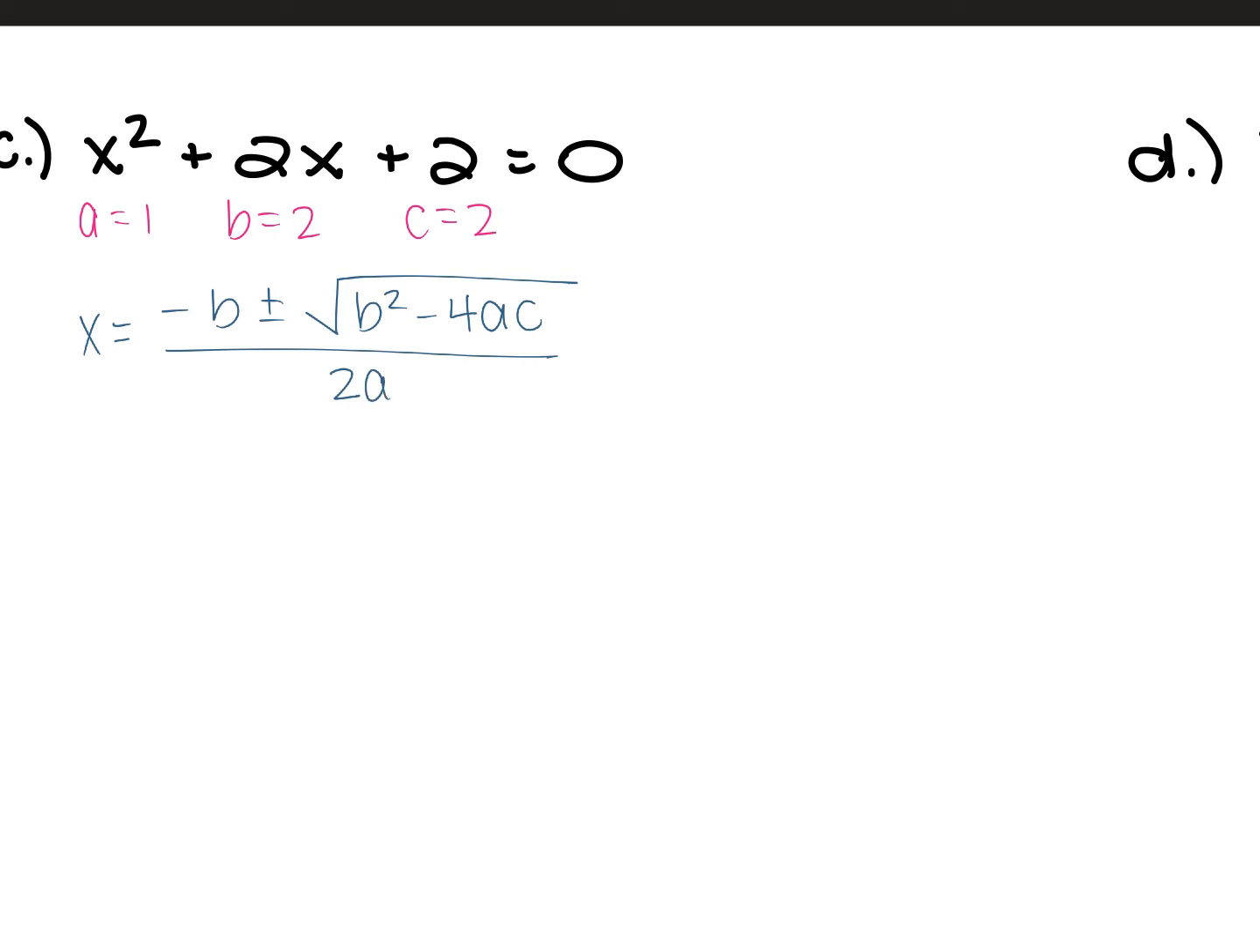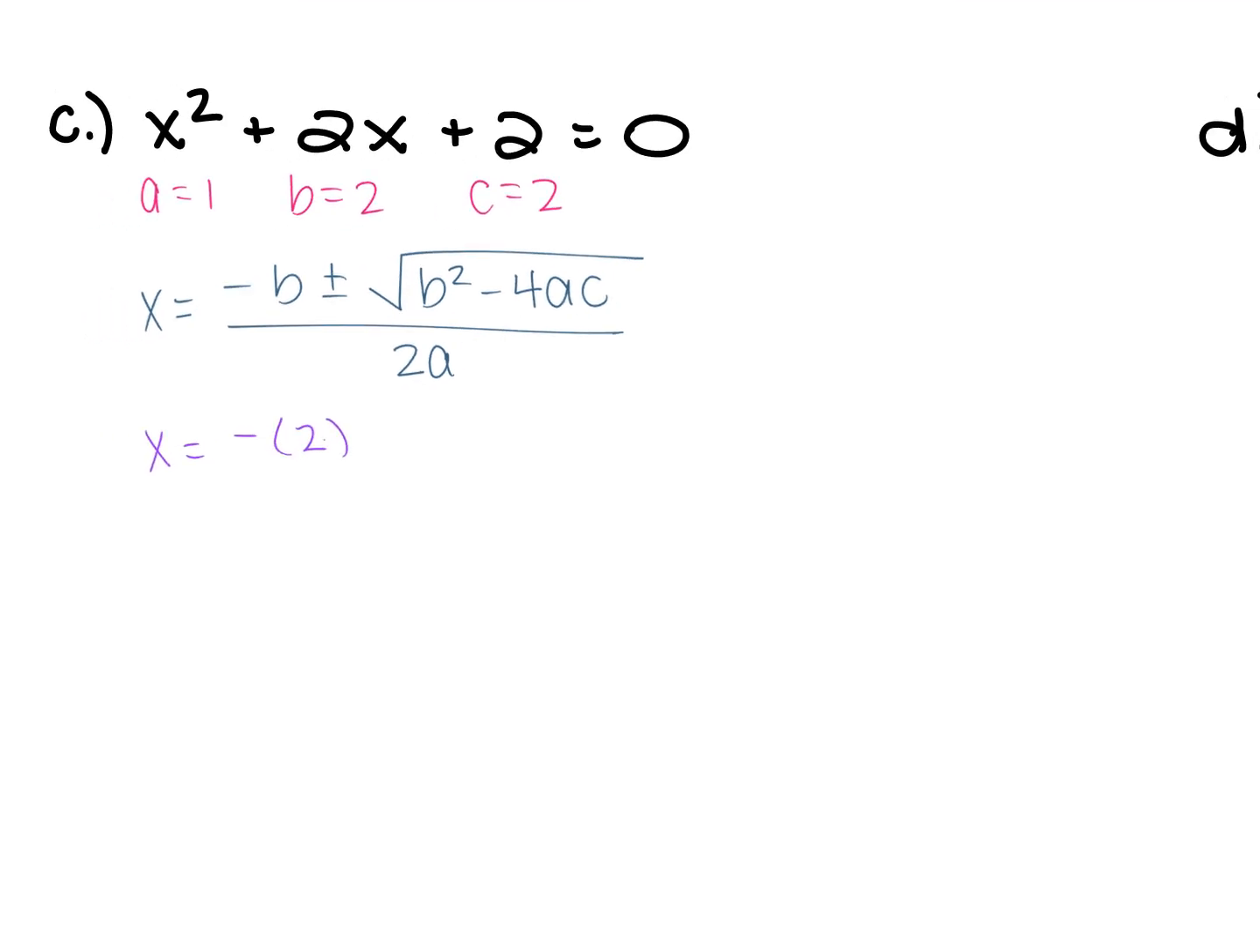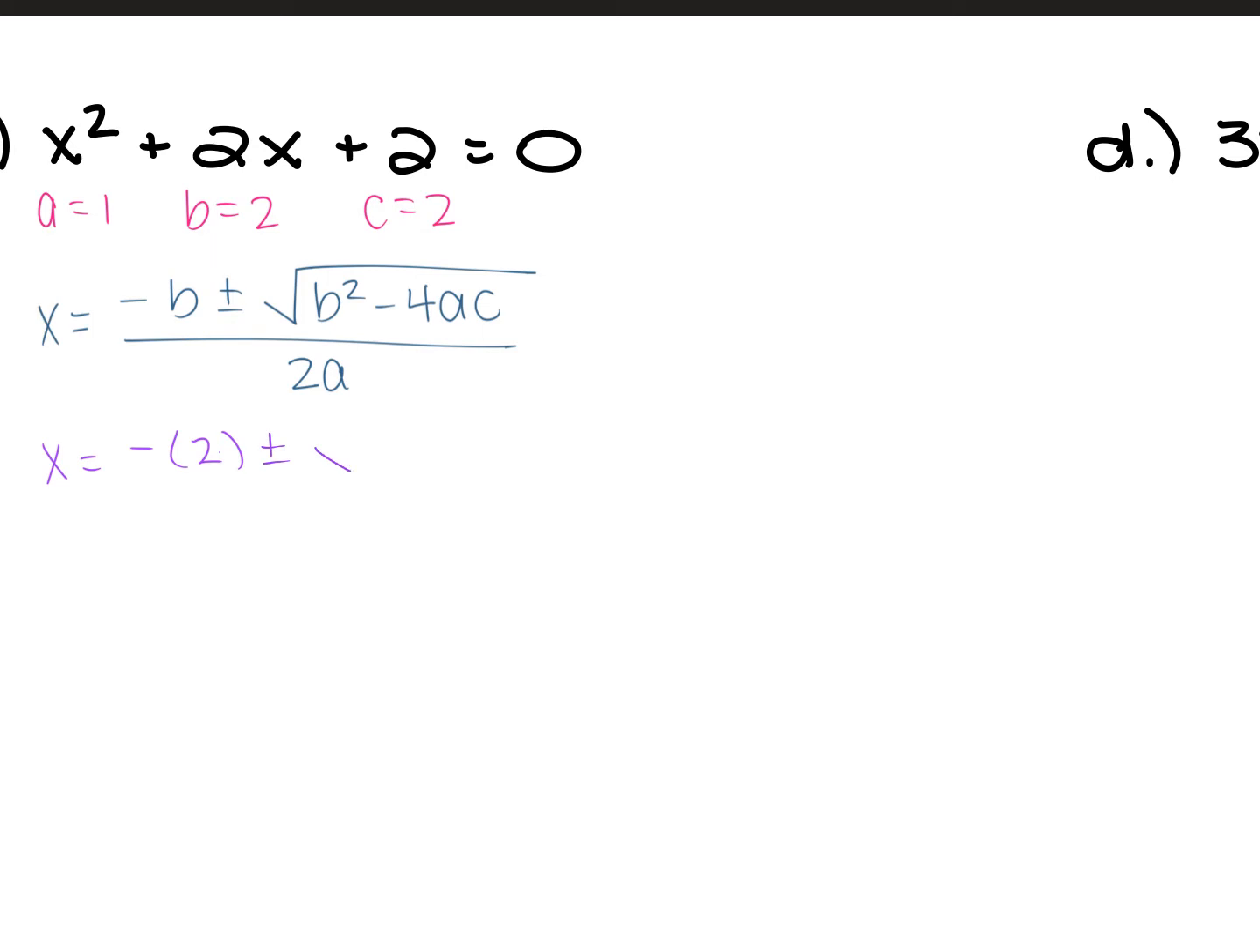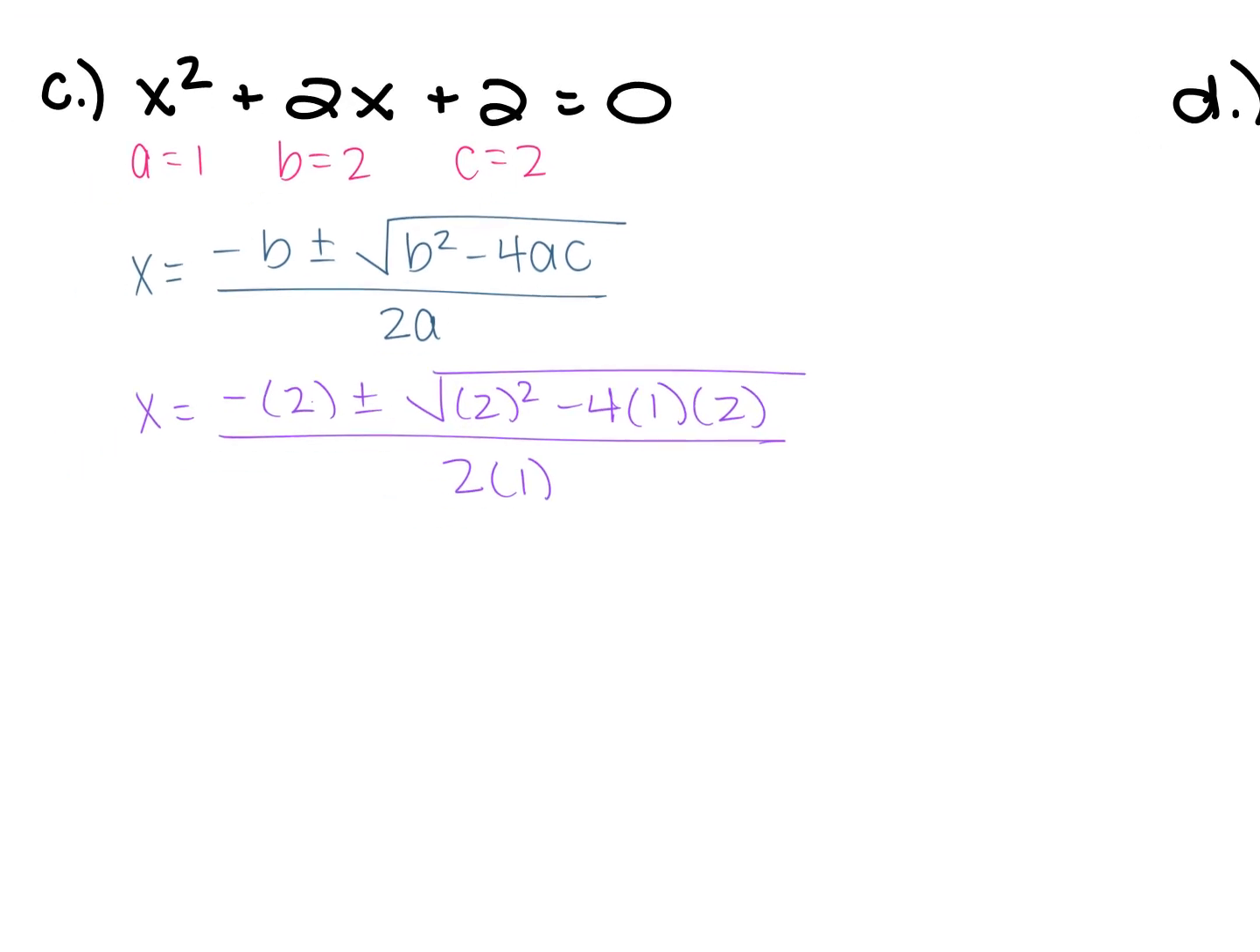So that means we are going to have x is equal to the opposite of 2 plus or minus the square root of 2 squared minus 4 times 1 times 2, all over 2 times 1. From here, this simplifies to give us negative 2 plus or minus the square root of 4 minus 4 times 2 is negative 8, all over 2.